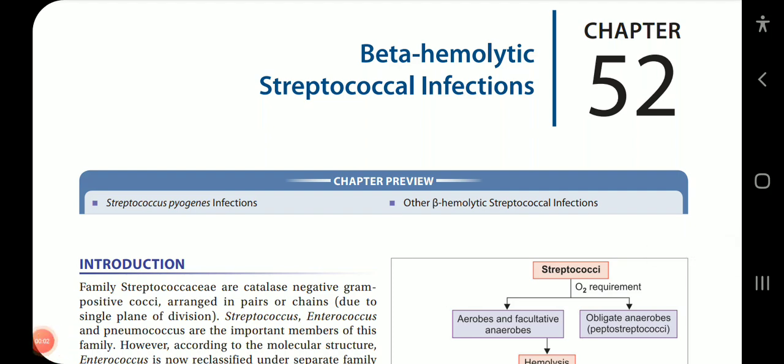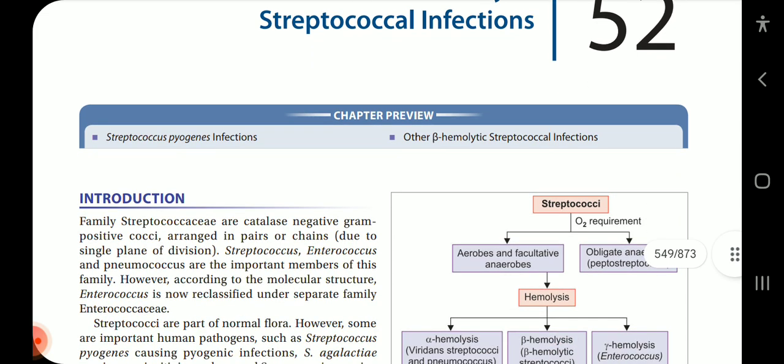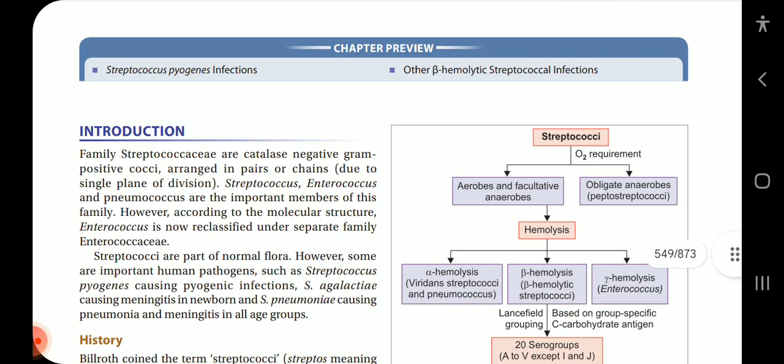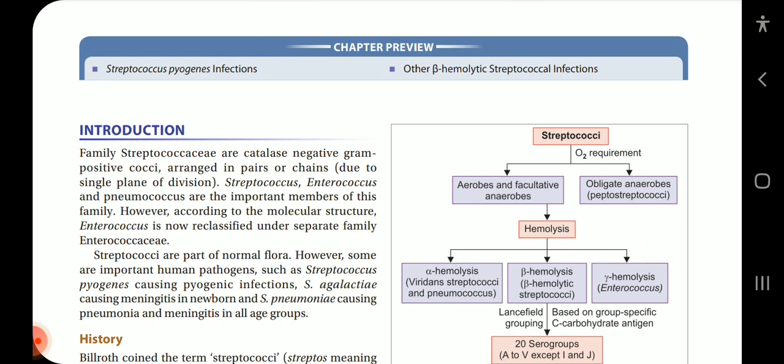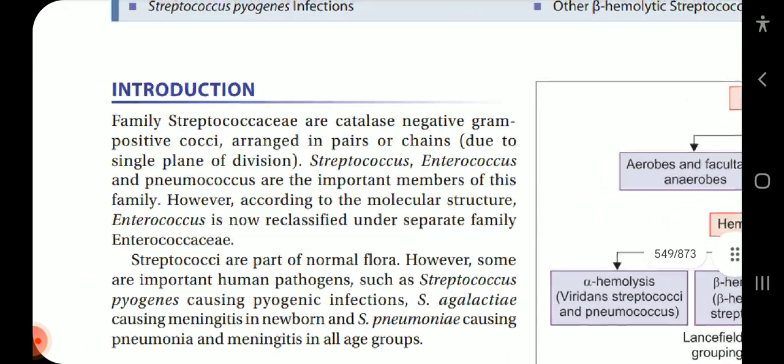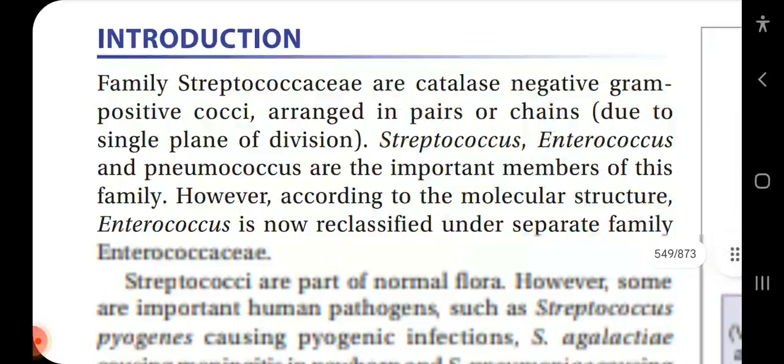Okay, so now let us start with the 52nd chapter of Apurba S Sastry's Essentials of Microbiology, which is beta hemolytic streptococcal infections. In this chapter, we will be previewing the Streptococcus pyogenes infections and the other beta hemolytic streptococcal infections. In this video, we will be covering Streptococcus pyogenes infections, pathogenesis and epidemiology, while the lab diagnosis and the further chapter will be covered in the subsequent videos.